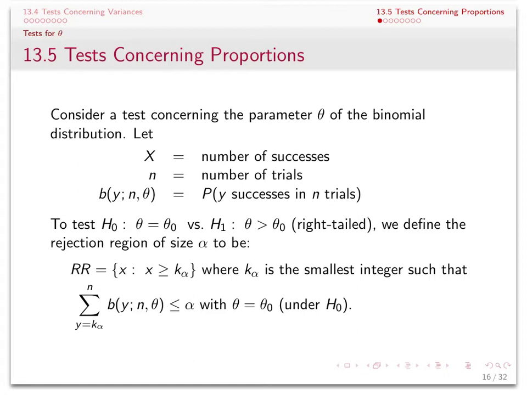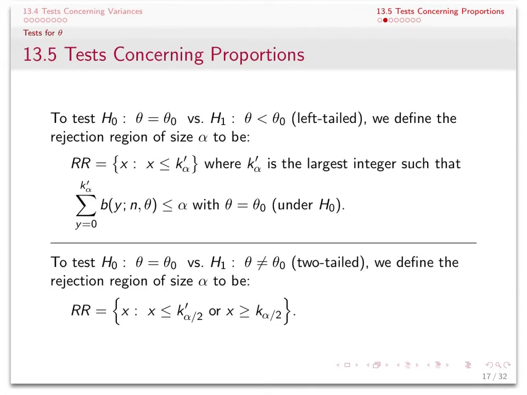If instead we're trying to construct a rejection region for the left-tailed test, that will be the scenario where theta is claimed to be less than theta naught. We'll define a rejection region of size alpha as follows. It's going to be the set of x values where x is less than or equal to some k alpha prime, and in this case k alpha prime will be the largest integer so that if we look at the sum from 0 to k alpha prime of those binomial probabilities, we'll get a sum that's less than or equal to alpha, and again, theta is given by theta naught under the null hypothesis.